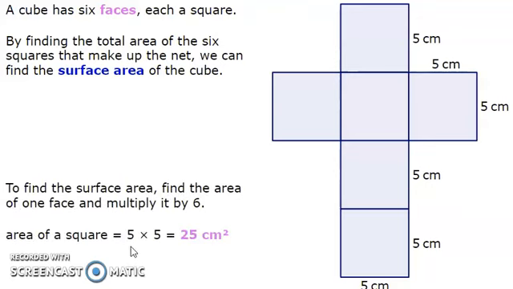So the area of a square is 5 times 5 and that is to be multiplied by 6, and you get the surface area of a cube. This is how we find the surface area of a cube.